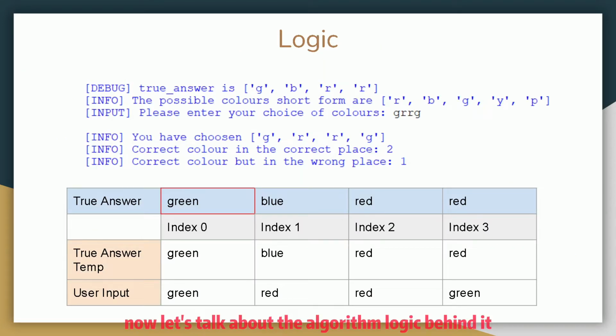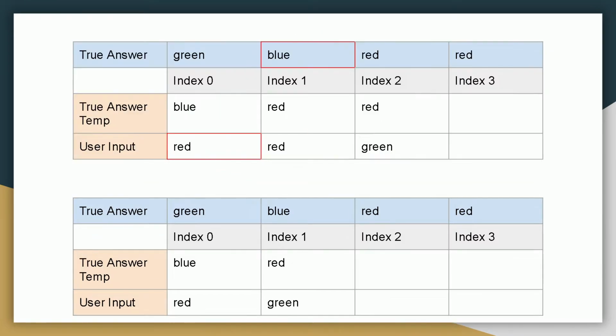Now let's talk about the algorithm logic behind it. For example, the true answer is green, blue, red, red, and the user input is green, red, red, green. The program will look through the true answer. Thus, it will check for green first. The user input is the same as the true answer, so the program will pop them from the list. The variables will now become like this. Both greens have been popped.